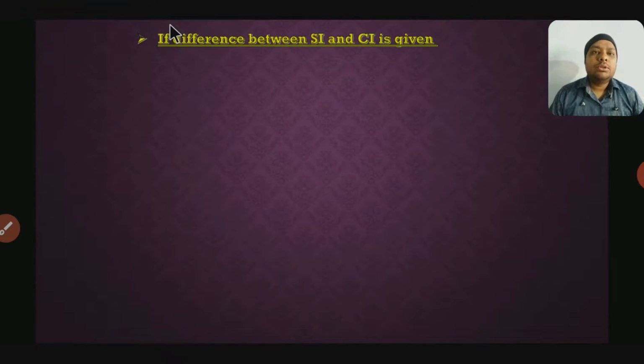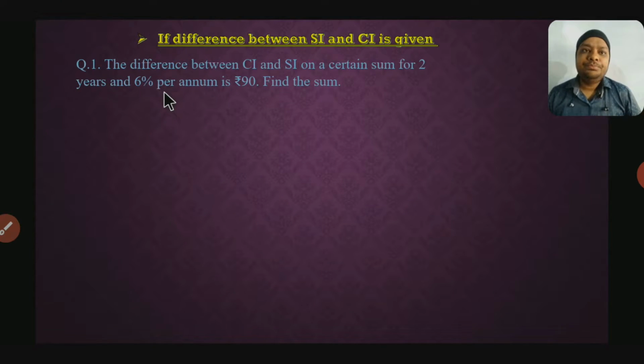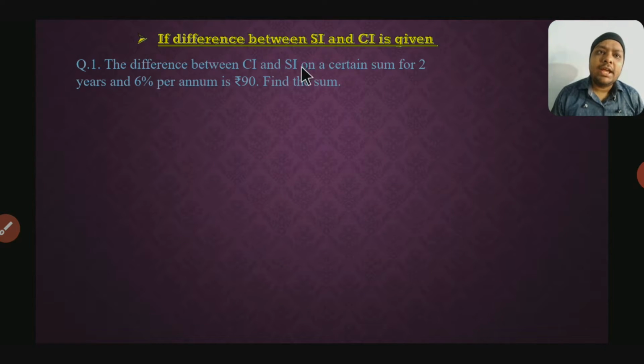Now, the first point is: if the difference between SI and CI is given in the question, then how can we solve it? Let's see the question first here. The question is: the difference between CI and SI on a certain sum for 2 years at 6% per annum is rupees 90. What is given? Difference between CI and SI, time 2 years and rate 6%. Since it is the difference between CI and SI, at first we will find simple interest and compound interest separately, and then we will subtract them and it will be equal to 90.